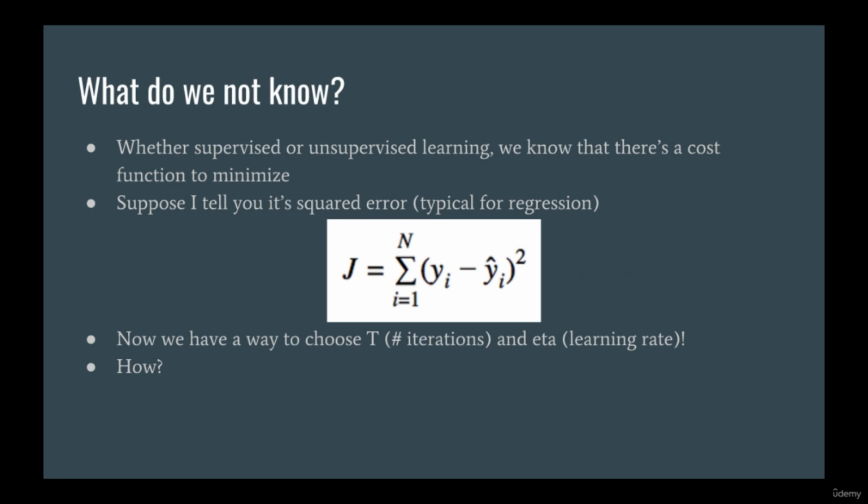Typically, in machine learning, whether you're looking at a supervised or unsupervised algorithm, there is an associated cost or objective function that you're trying to minimize. Let's suppose I tell you it's squared error, which is typically what we would use for regression. Well, now you have a way to choose the number of iterations of the loop and the learning rate. How do we do this?